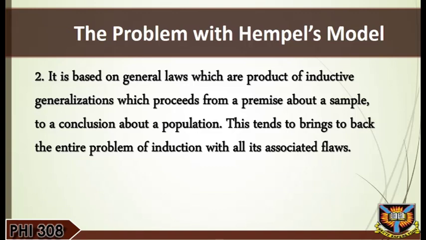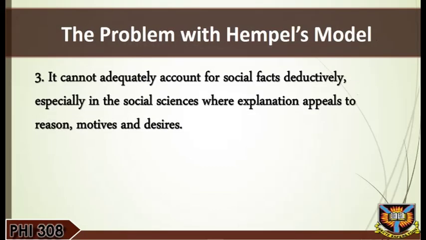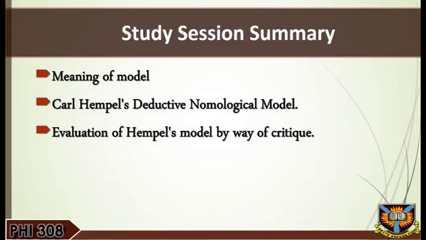Another problem associated with Hempel's model of explanation is that it cannot adequately account for social facts deductively, especially in the social sciences where explanation appeals to reasons, motives, and desires. In other words, Hempel's deductive nomological model of explanation only seeks to unpack the causes of events as obtained in the physical sciences, but human actions that are triggered off by reasons, motives, or desires are left unaccounted for by Hempel's model.